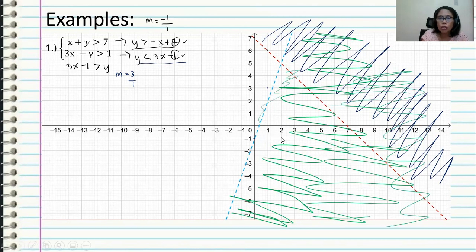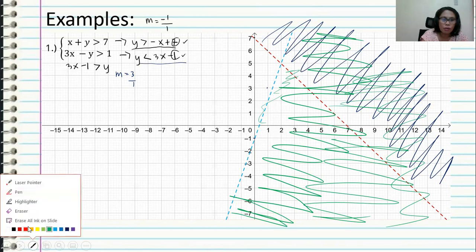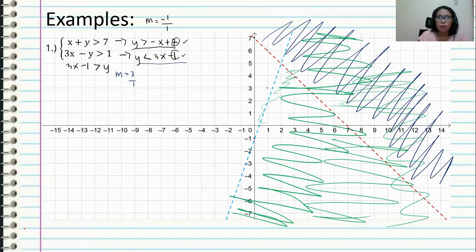Now, class, the solution wherein the shaded regions overlap is the solution for this system. And let us shade this by another color. So this is now the solution. Okay, next.